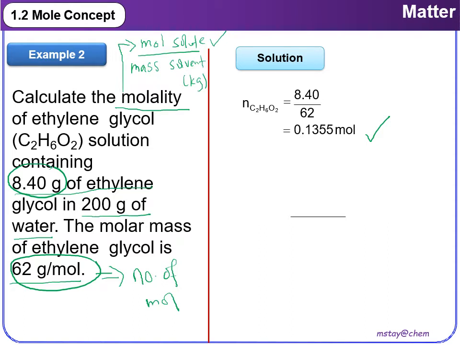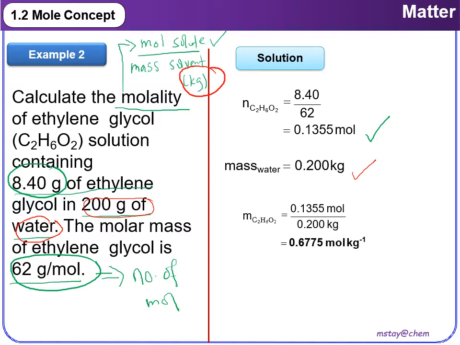Second, we need to look for the mass of solvent. In this question, they already mentioned that it is dissolved in 200 gram of water. But we cannot substitute 200 gram directly into the formula because the formula says that the mass of solvent has to be expressed in kilogram. So now you need to convert 200 gram to 0.2 kilogram. Then substitute the mole of solute and mass of solvent into the formula, and you will get 0.6775 mole per kilogram, or you can simplify with the unit small m.